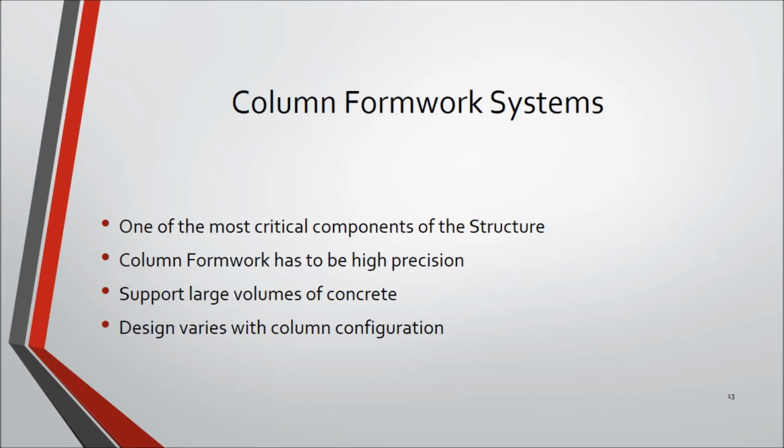Columns are one of the most critical structural elements. In order to ensure building safety, column formwork needs to have high precision within allowable tolerances. It must be strong enough to sustain the lateral loads, due to large volumes of concreting. The design of the column formwork system can be different for columns on the same floor of the building due to variation in the column dimensions. Here is a look at some of the more commonly used column formwork system configurations.